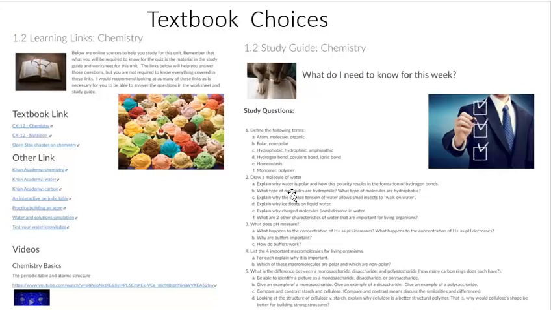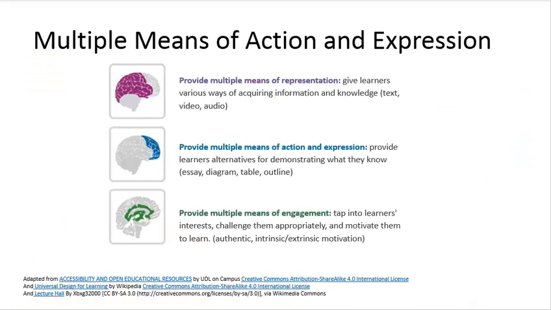We also in the course, and this isn't shown here, talk a lot about where do you go find good information. So there's a large component of the course where they evaluate the resources that they're using to make sure that they're getting the right information. So that's multiple means of representation.